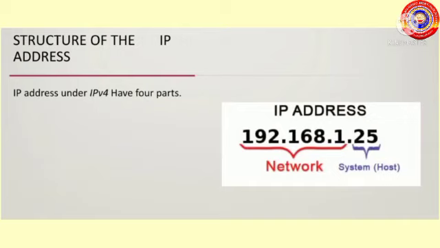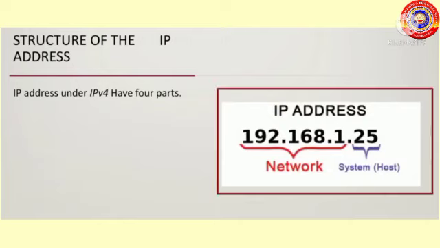IP address under IPv4 have 4 parts. Each part is separated by using a dot. The total length of IP address under IPv4 is 32 bits. Since it has 4 parts, each part is having 8 bits. See the example here, 192.168.1.25 is an example of IP address, and each part is separated by using a dot.